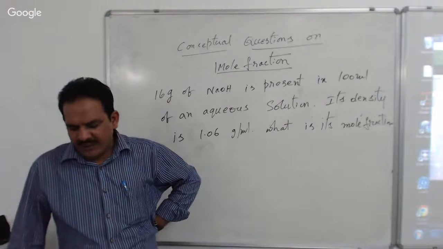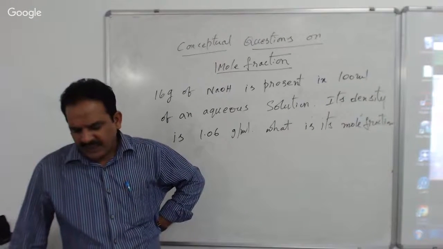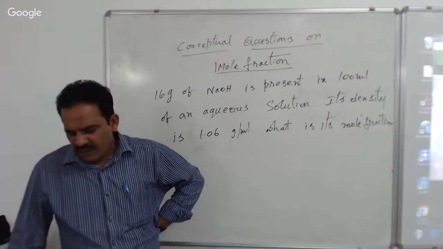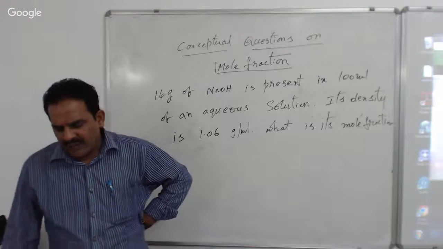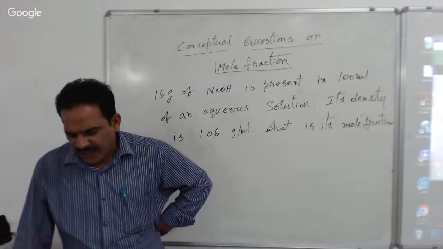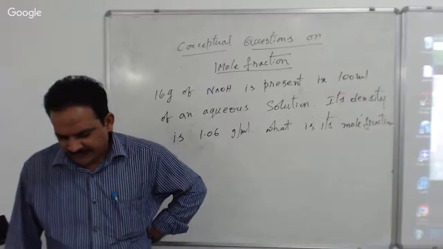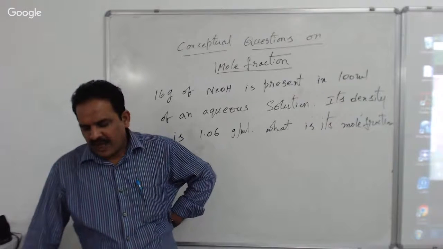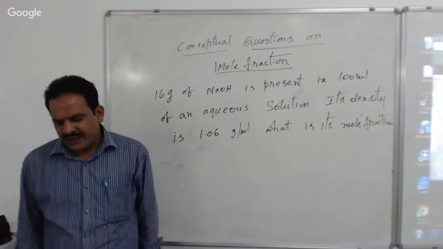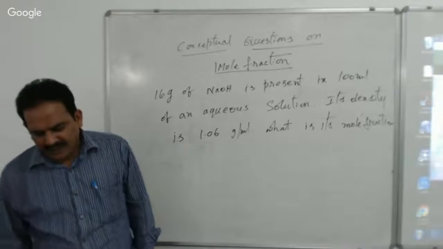16 grams of NaOH is there and the total weight of the solution is 106 grams. Then what is the weight of water? NaOH plus water is 106 grams. 16 grams of NaOH I already gave you. So 106 minus 16 is nothing but 90 grams. 90 grams is the weight of water.